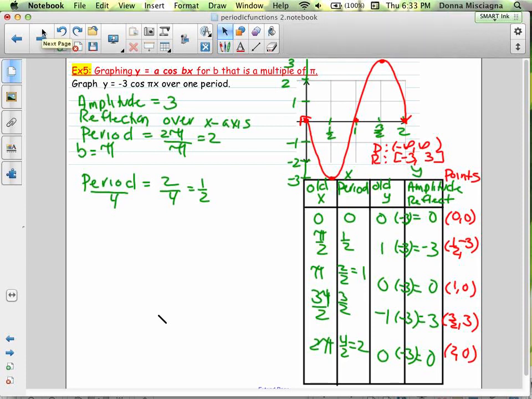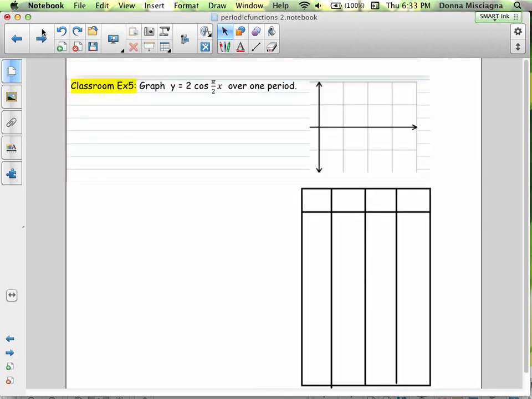Let's graph another. We're going to graph until we see a screen that says phase shift, and that's going to tell me to stop. Yay, it's not a 3. It'll fit on my graph. y equals 2 cosine pi halves x. Amplitude is 2.